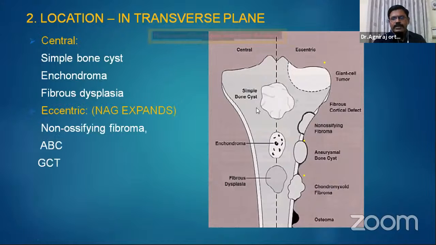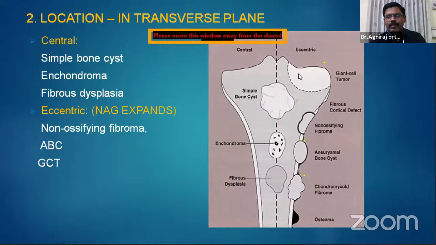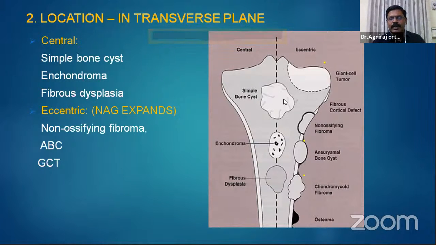Eccentric location, these 3 tumors you should never forget. I told GCT, ABC. Whenever GCT is there, ABC will be along with that. Other one is non-ossifying fibroma. These are the eccentric. What do you mean by eccentric, and what do you mean by central? Centrally located tumors means if you draw the middle of the tibia, you divide tibia into 2 halves. The centrally located tumors will occupy both sides equally. That is centrally located. Eccentric means it will be more on one side alone. That is the eccentric location. You should understand that meaning.